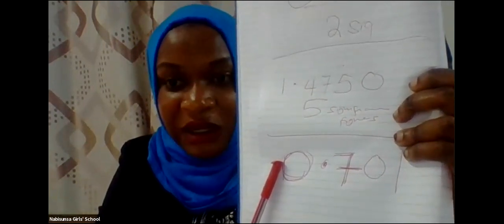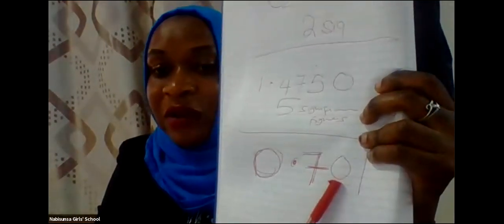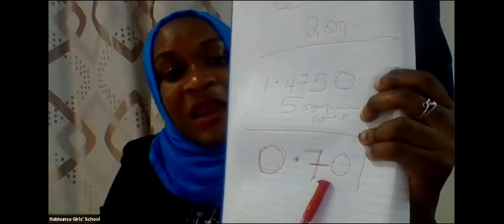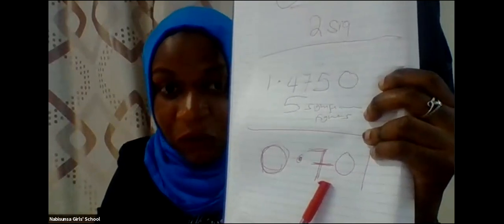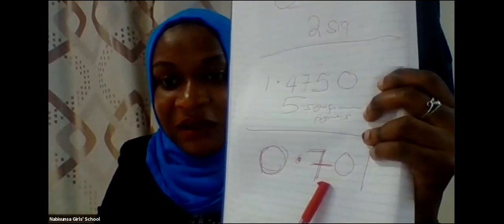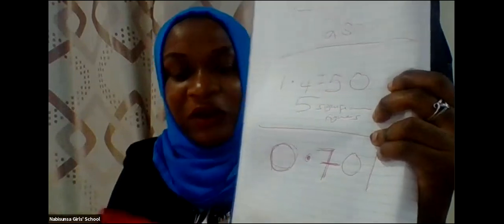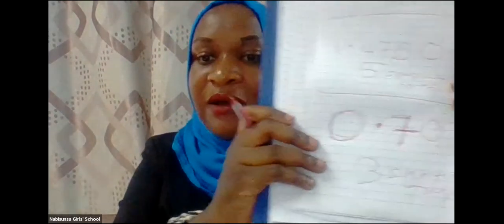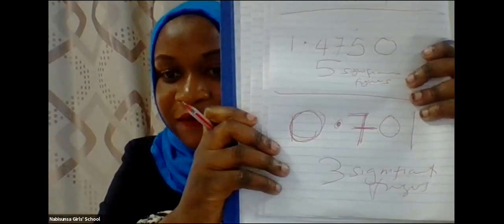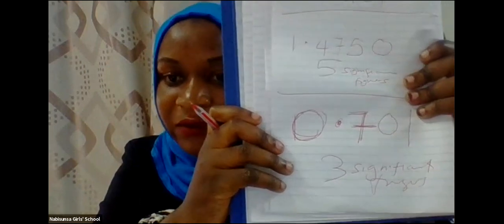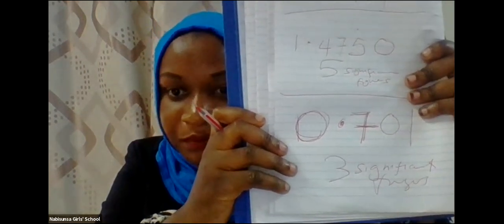But for as long as we have a leading 0, we don't count it. Now we are counting this 0 because it's in between non-zero digits, or it's in between significant figures. Is that okay? Thank you so much. So the answer, it has 3 significant figures. Okay, so we have concluded that this number has 3 significant figures. Congratulations, Janan. Congratulations all those who have passed it.